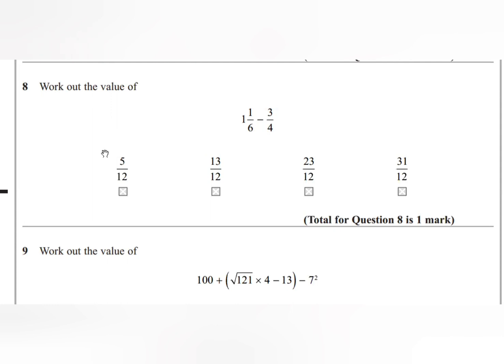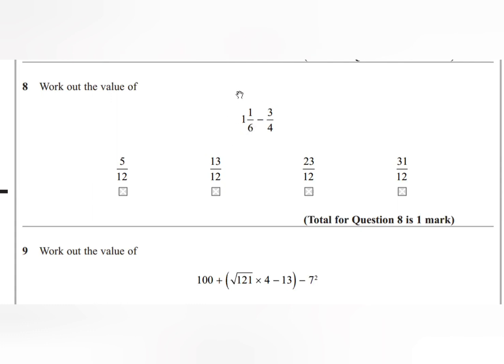Now, if it's an MCQ question or multiple choice question, you can use a calculator and it will give you the correct answer without any steps. But if this question is coming in section B, you have to write your steps. I'm going to answer this question using the steps so you can understand what's going on here.